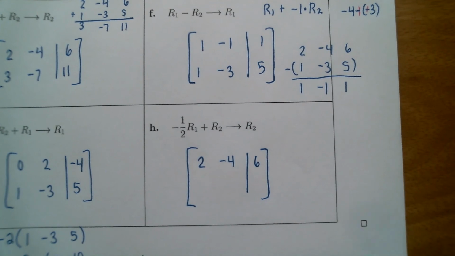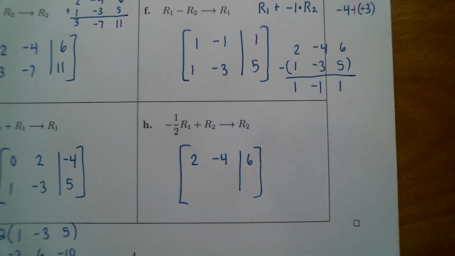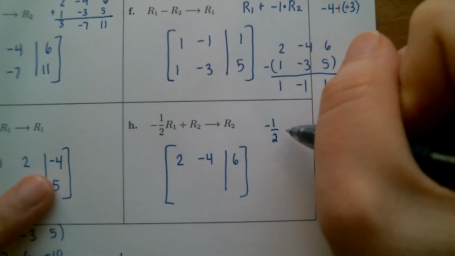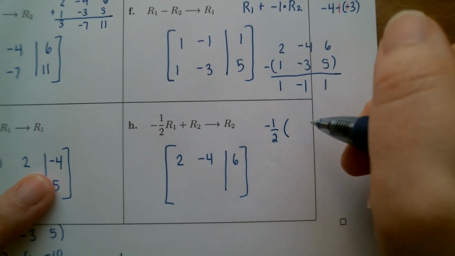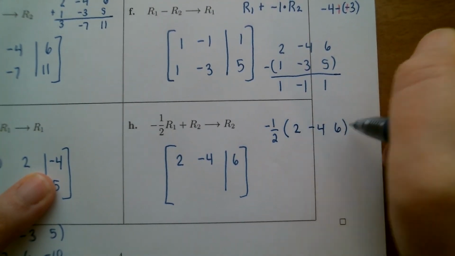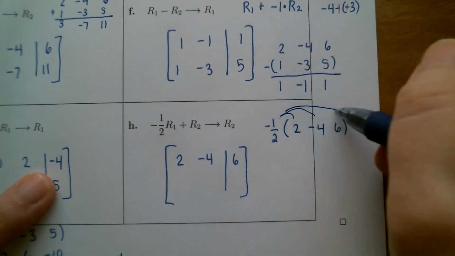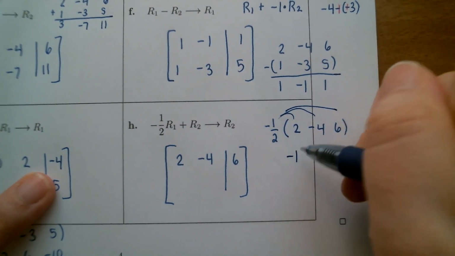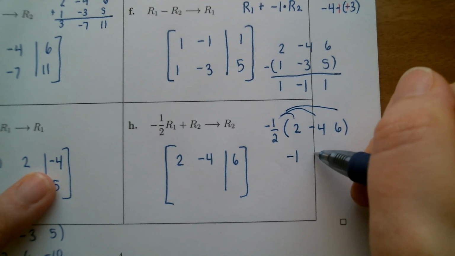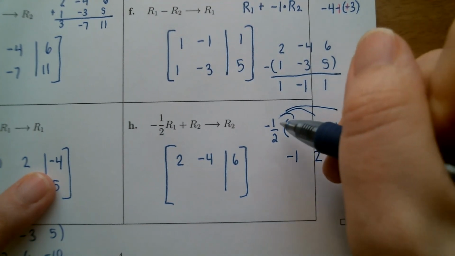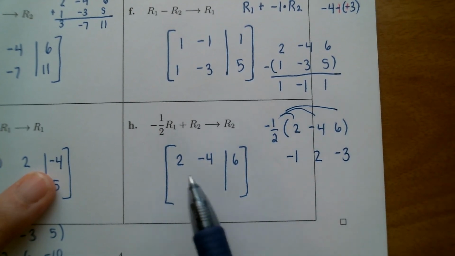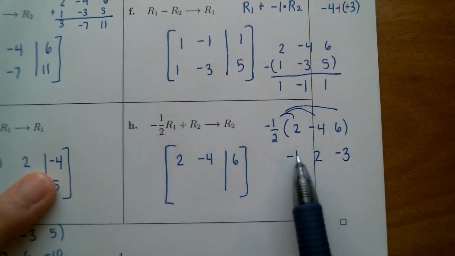I want to do a little bit of work to get the new row 2. I'm going to go out to the side and multiply row 1 by -1/2. If you distribute, you're going to get -1. Negative times negative is positive, so this will be 4 times 1/2, that'll be 2. -1/2 times 6 is -3. So that's -1/2 times row 1.